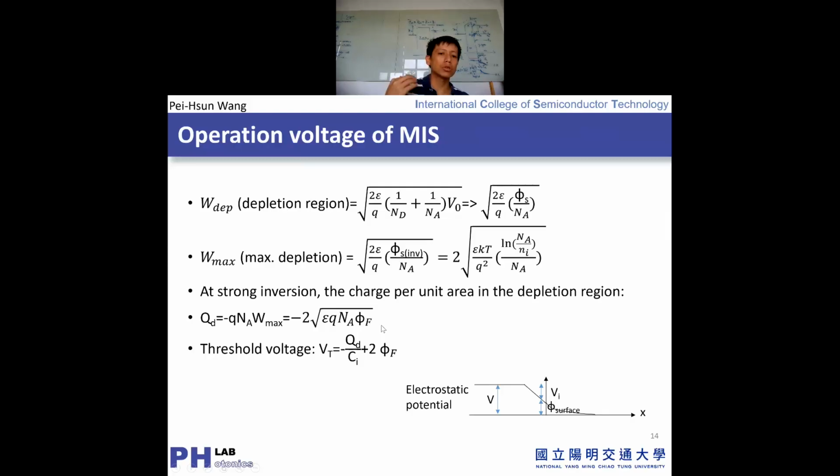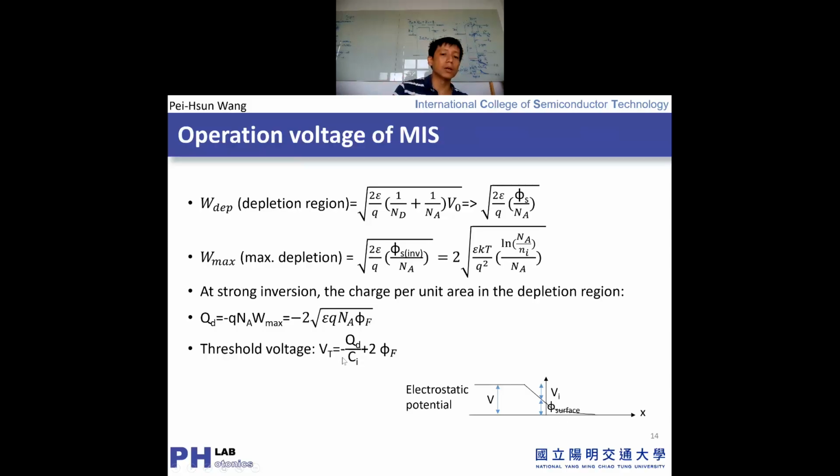form the depletion region. And for the threshold voltage, if you want to build up the inversion layer, how much threshold voltage we need to apply? The first thing is that we need to apply additional 2 phi F, and also we need to consider how much charge we need to deplete for the depletion region. So that is the total voltage we need to supply.